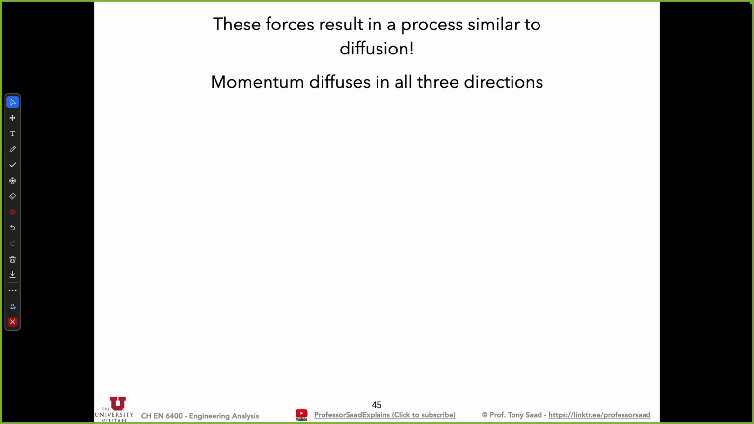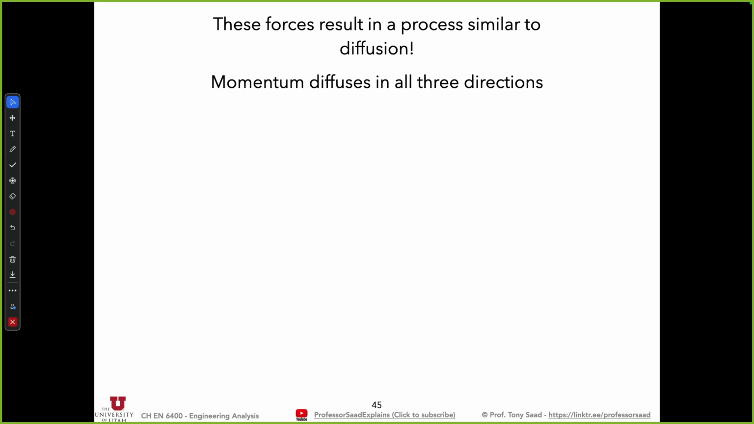And remember, the same way momentum advected in all directions, momentum is going to diffuse in all directions. So x momentum will diffuse in i, j, k, y momentum will diffuse in i, j, k, and z momentum will diffuse in i, j, k. So we have three components of momentum diffusing in all three directions. Three components of momentum advecting in all three directions. 3 by 3, 3 by 3, okay?